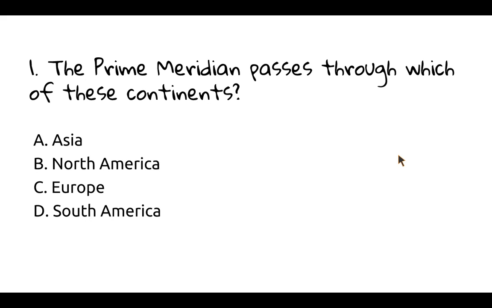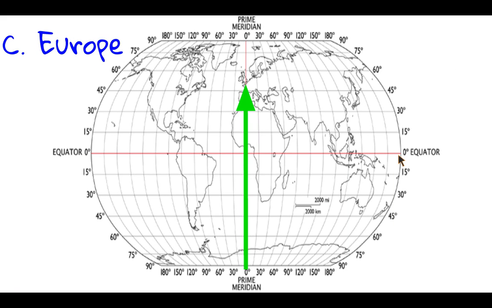All right, if you're hearing this, you should be done with number 1. Let's check your answer. The answer is C, Europe, because this green line is on the prime meridian and it's pointing to Europe. Europe falls along the prime meridian. What other 2 continents do you see that also fall along the prime meridian?